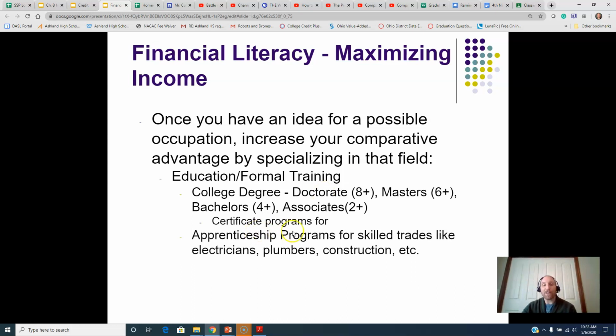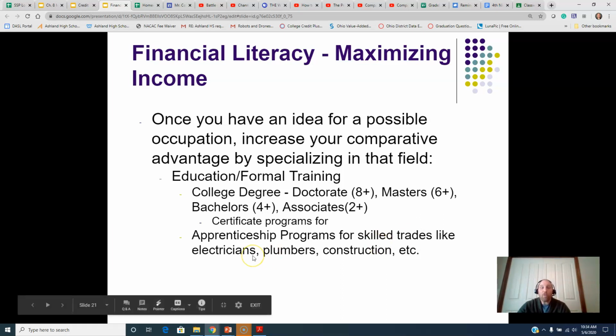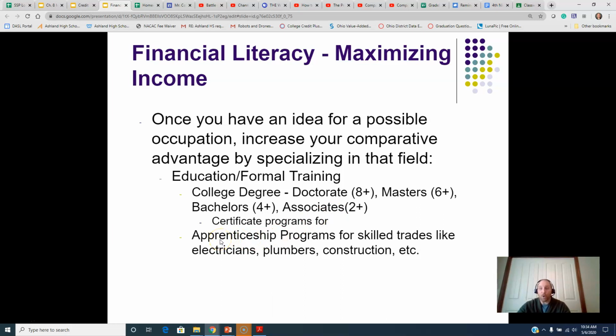There are also certificate programs available. If you're an accountant, there are different certificates that you can get for different types of accounting. If you don't feel like going to college, if higher education's not your thing, there are apprenticeship programs for electricians, for plumbers, for specific types of construction working, for HVAC, for all sorts of different skilled trades where you can earn an excellent living.